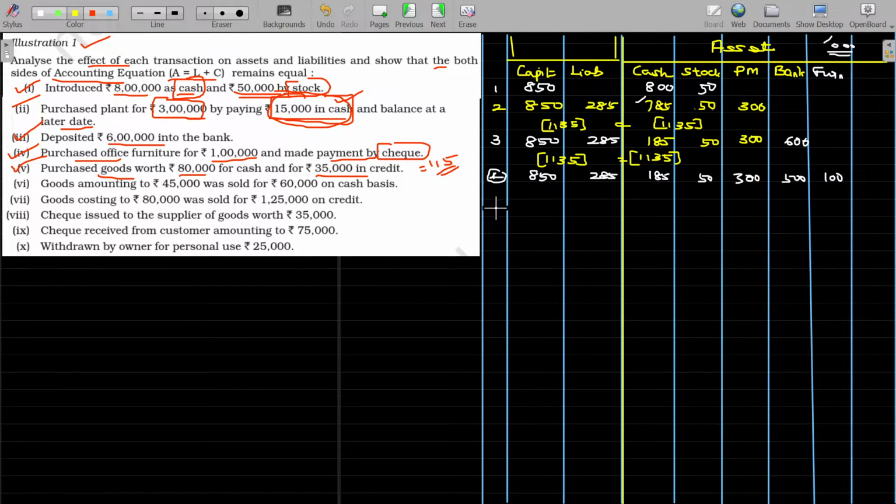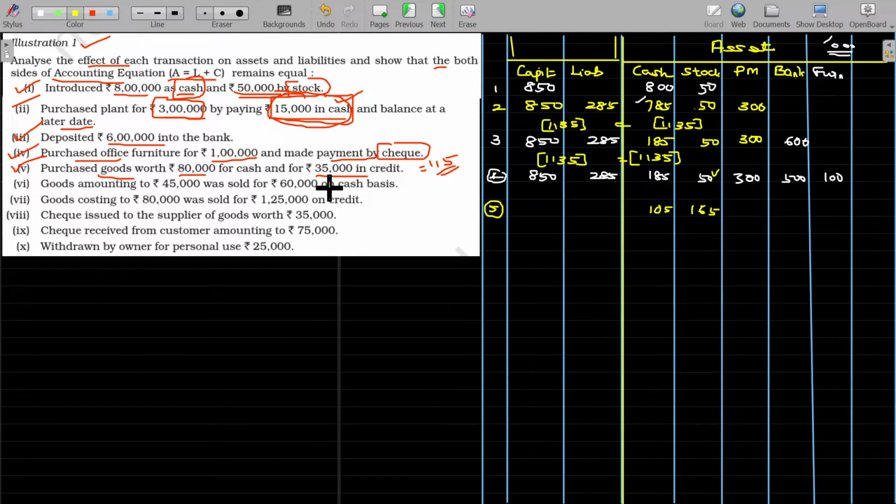Now in the fifth transaction, stock increases by 115. Already we have 50, so with that 115 should be added. If I add 115 to 50, now the stock balance is how much? 165. Am I right? Yes or no? 165 is the stock balance. Then for that we have made a payment of 80, so the cash balance will be reduced by 80. Now it is 105.